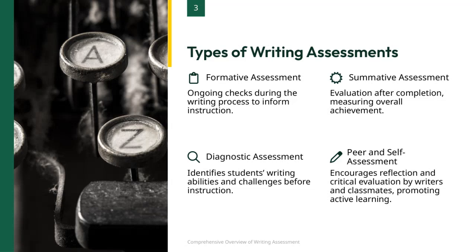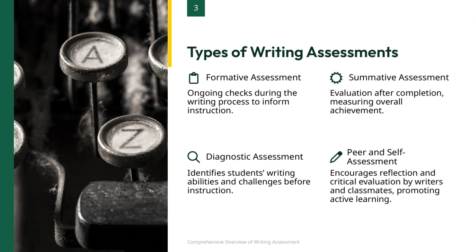When we talk about writing assessments, there are several types to consider. First, we have formative assessment. This happens continuously during the writing process and helps guide instruction by providing ongoing feedback. Next is summative assessment, which takes place after the writing is complete and measures the overall achievement or final product.